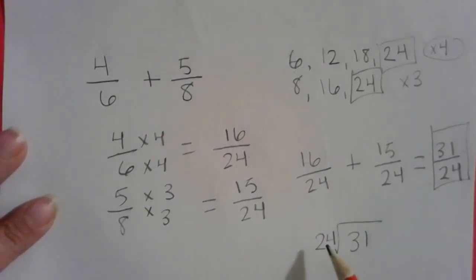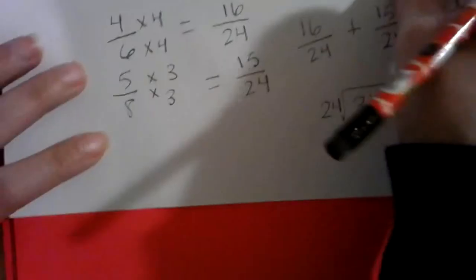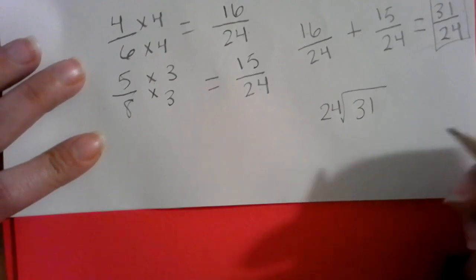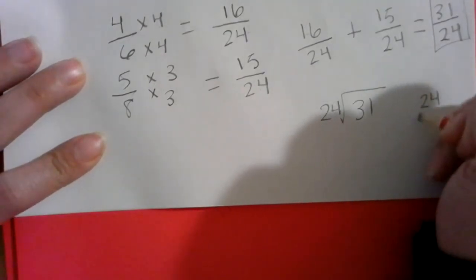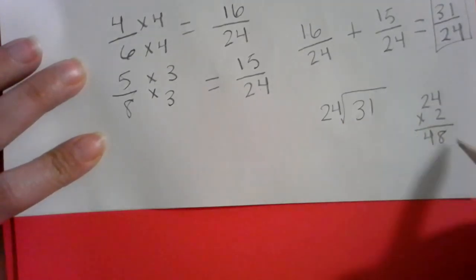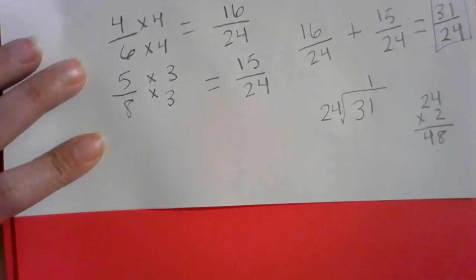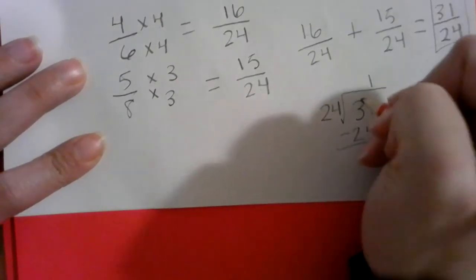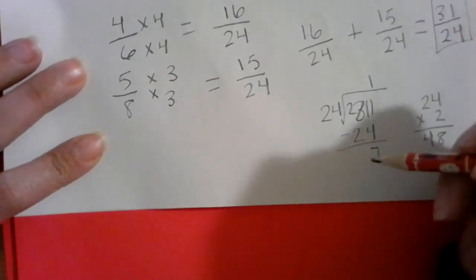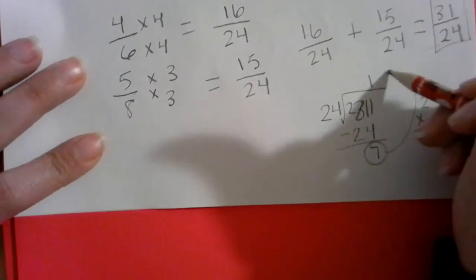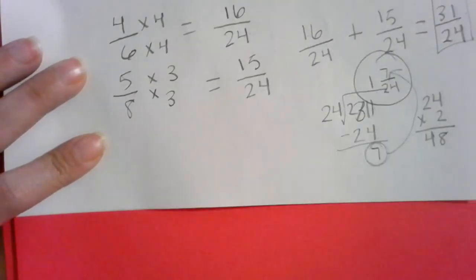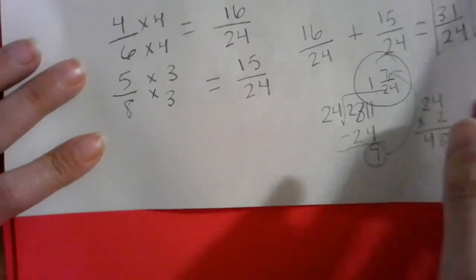We're going to ask ourselves, how many times can 24 go into 31? If you don't know, remember that with these 2-digit divisors on the outside, it's good to take an educated guess and try. So I'm going to try 2 times just to make sure. Well, 48 is a lot bigger than 31, so that can't go in twice, meaning it can only go in 1 time. 31 minus 24 is 7. So our remainder becomes our numerator, and our denominator stays the same. Okay.